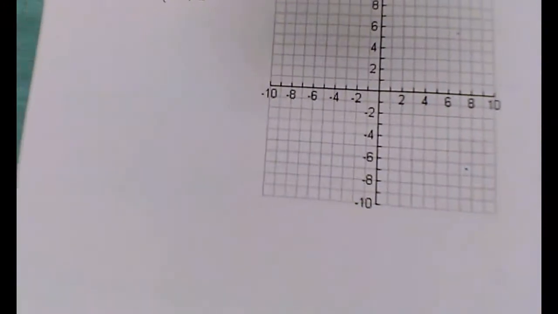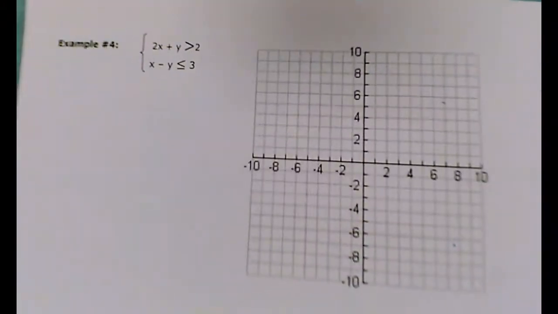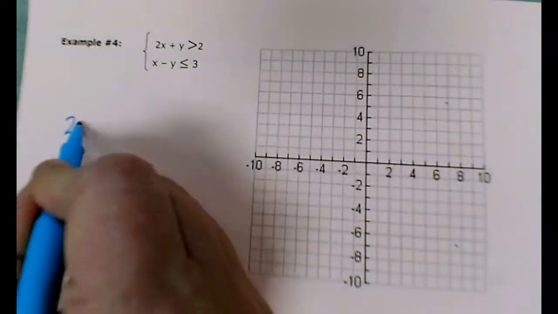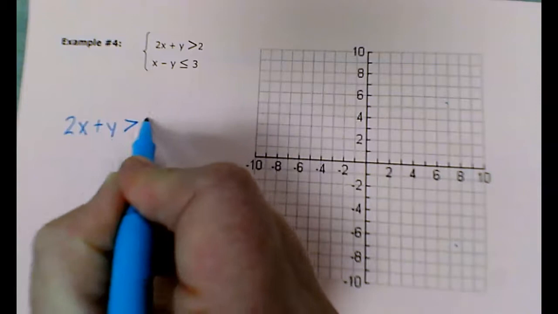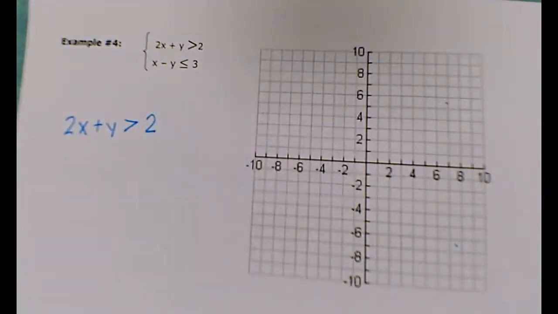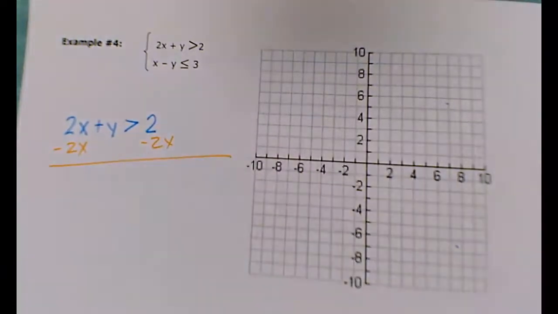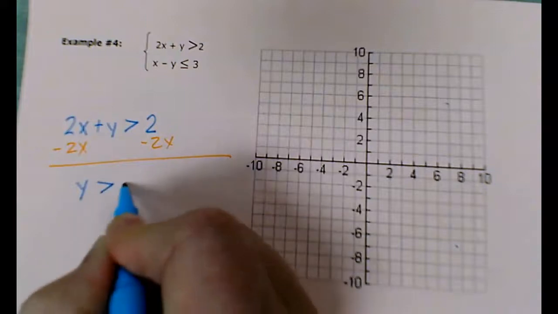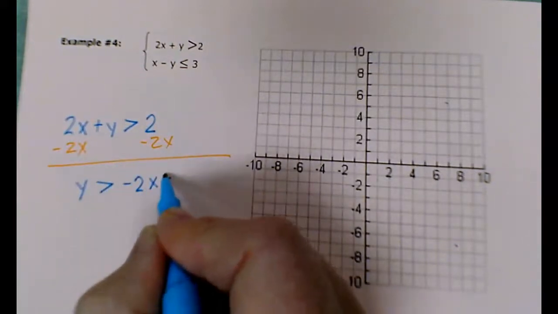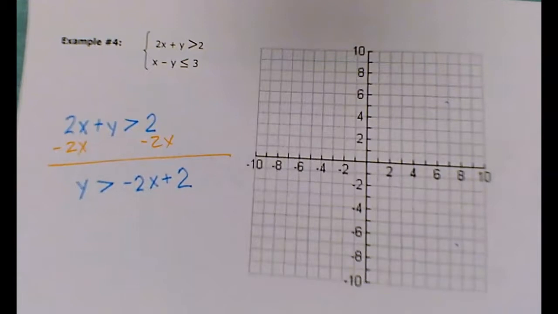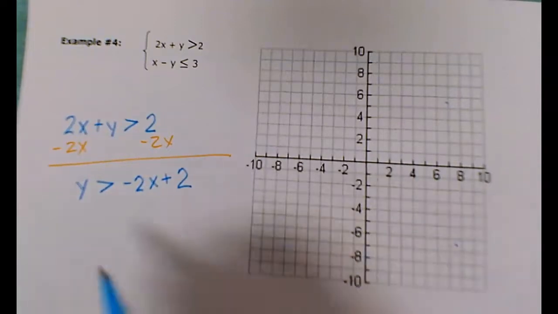Example number 4, once again, is not in y equals mx plus b form. So the first thing I need to do is put it in y equals mx plus b form. The golden rule of inequalities does not have to do with adding and subtracting. It says when you multiply or divide by a negative number, that's when you switch the inequality.